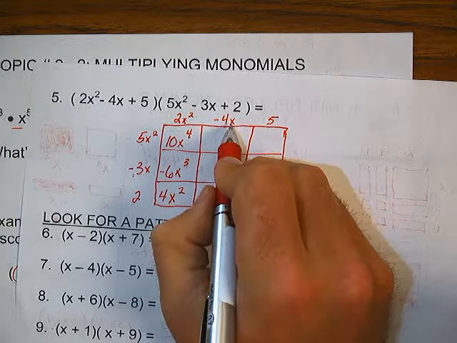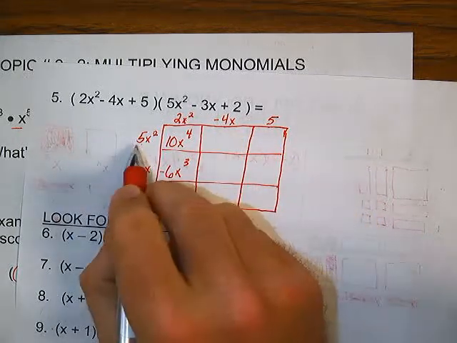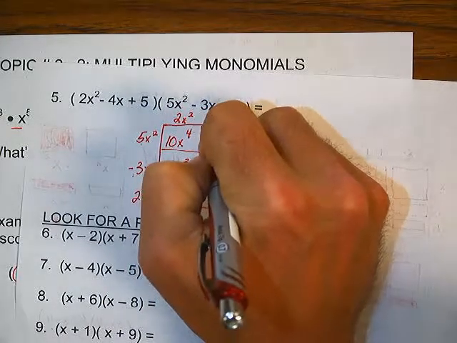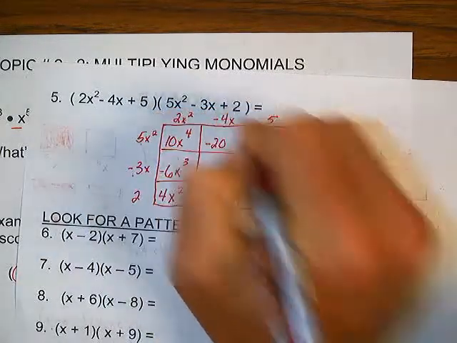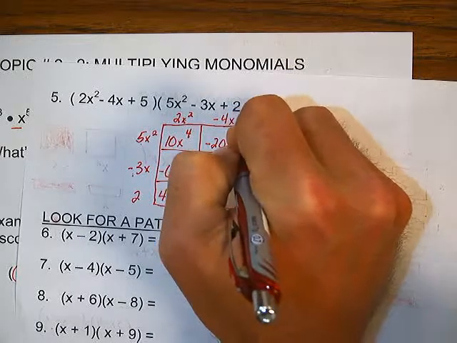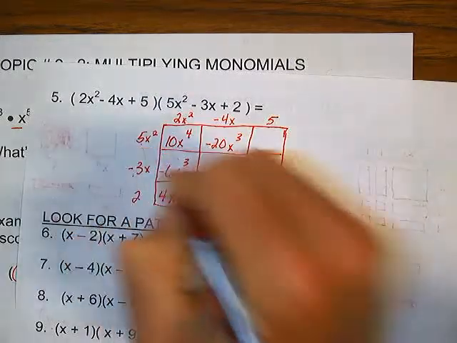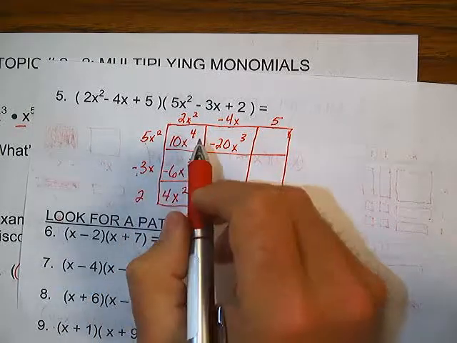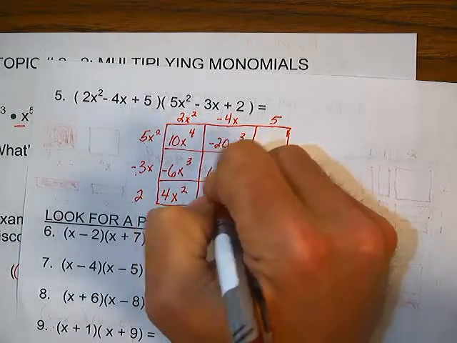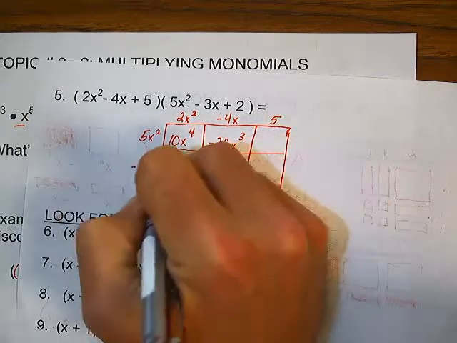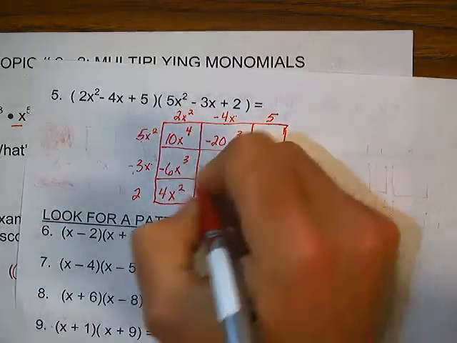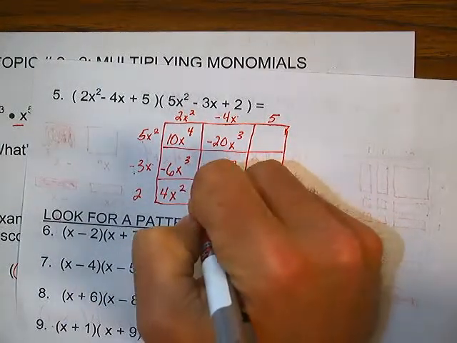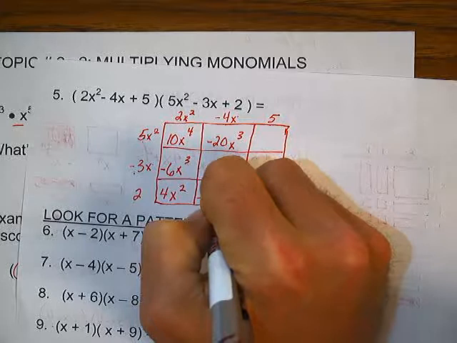Now to the negative 4x. Negative 4x times 5x squared. Negative 4 times 5 is negative 20. There's 2 x's there, 1 there. That's x to the third. Negative 4 times negative 3x. Negative 4 times negative 3 is a positive 12. We have 1x there and 1x there. That would be x squared. And then negative 4 times 2, which is negative 8x.